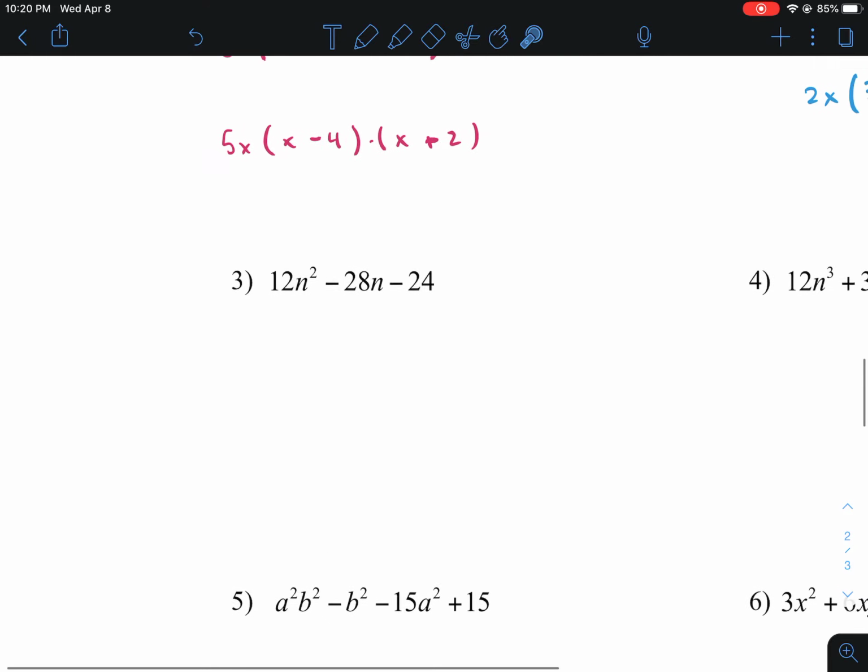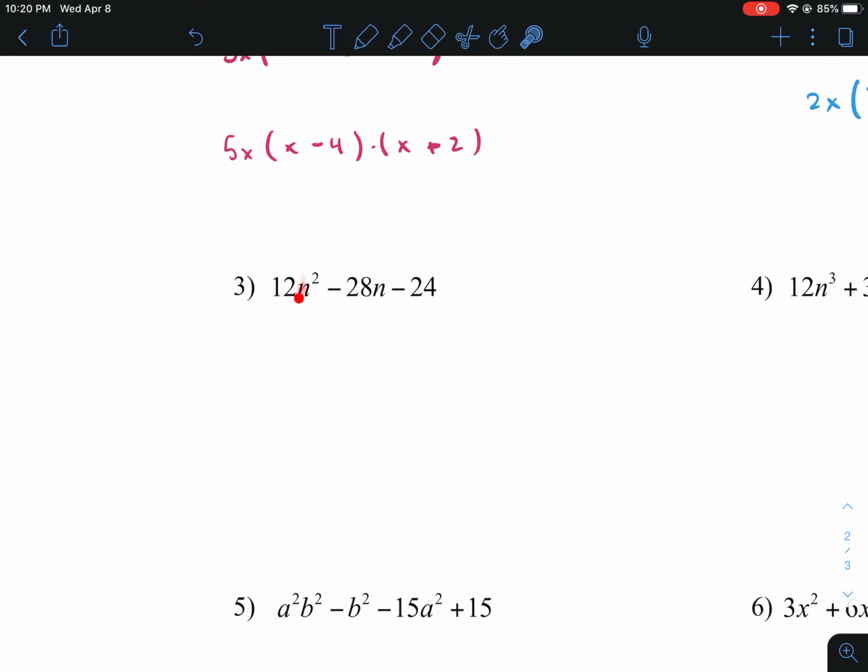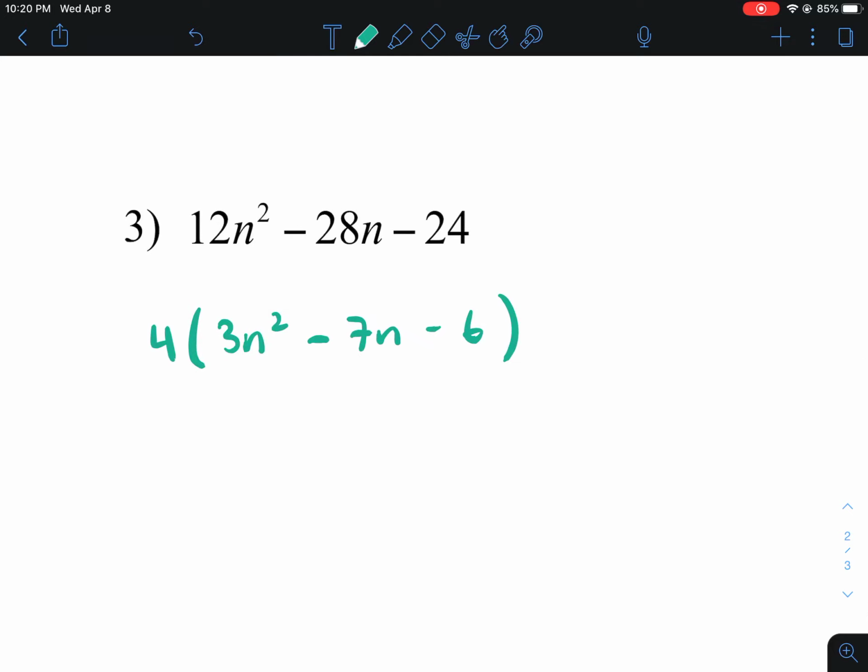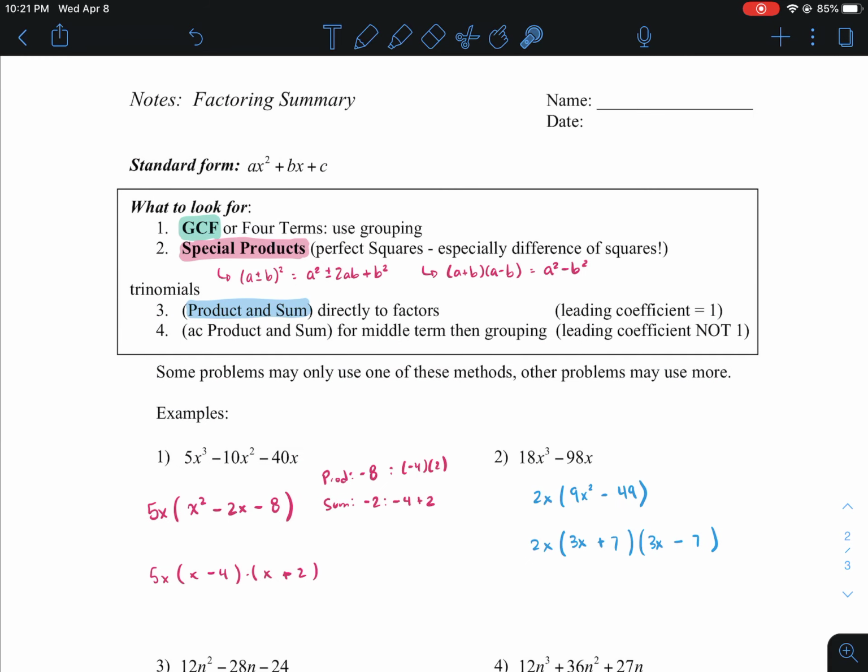All right, so 3. If we look at 3, we have a leading coefficient that isn't 1, so we can jump into a times c, right? But we do have a GCF here as well. Our GCF is 4, so I'm going to factor out the 4 first. We get 4 times 3n squared minus 7n minus 6.